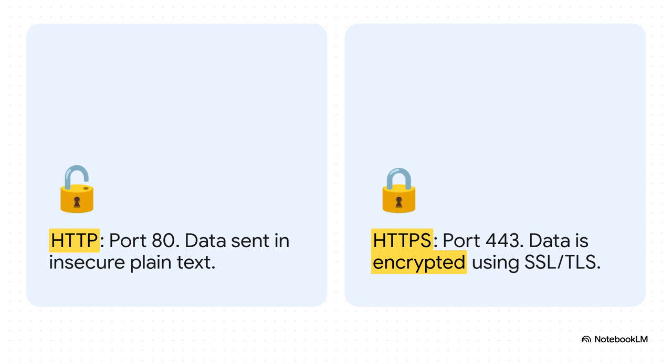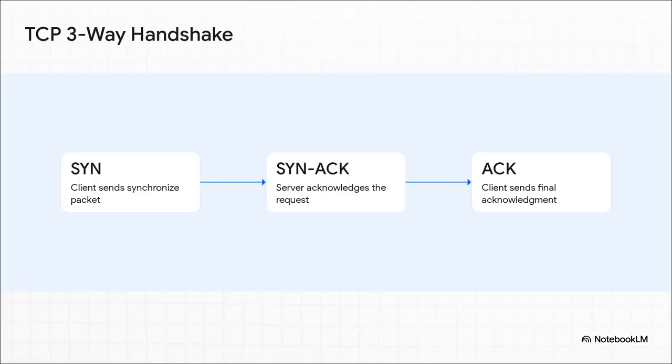Whenever you see a question on the exam asking about securing web traffic, immediately map port 443 to encrypted data and that familiar little padlock icon in your browser. But wait, before HTTP or HTTPS can send even a single byte of data, the underlying TCP and IP layers have to establish a reliable connection. They manage data transmission by executing this really precise three-way digital handshake.